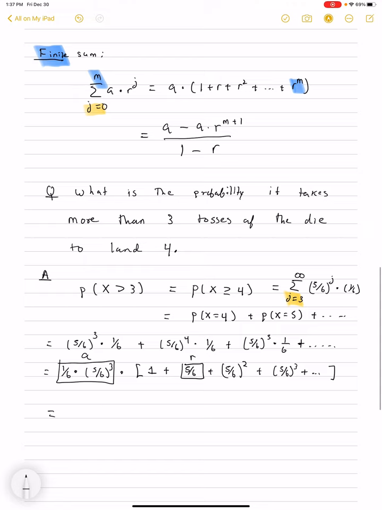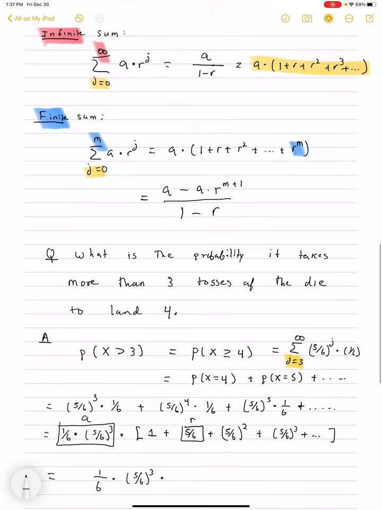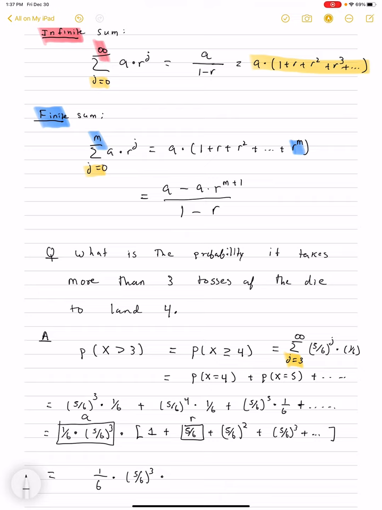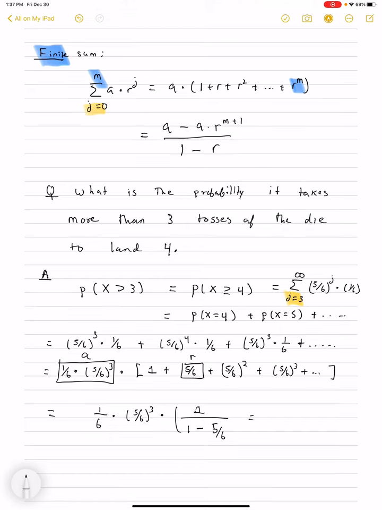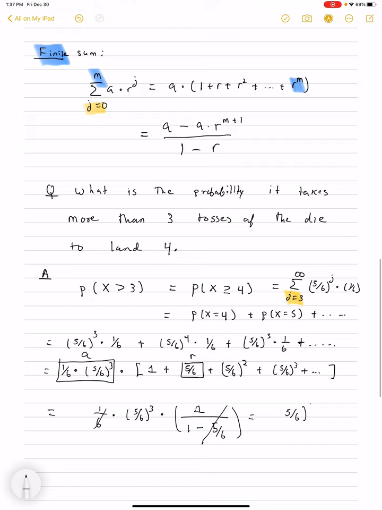So if I want to calculate this probability, it'll be 1/6, which is a, times (5/6) cubed, times, well, so that will be a times 1 divided by 1 minus r, and r is 5/6. Okay. Now we do see that this denominator 1 minus 5/6, that's going to be 1/6, so that will cancel with that. That'll be (5/6) cubed. And that's the probability it takes more than 3 tosses of the coin to land on a heads.